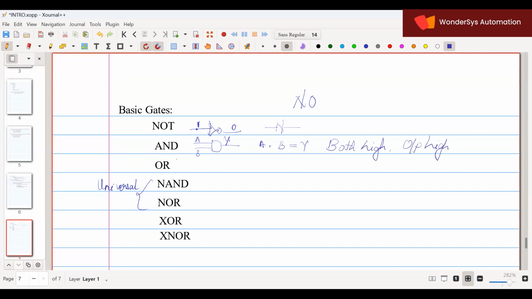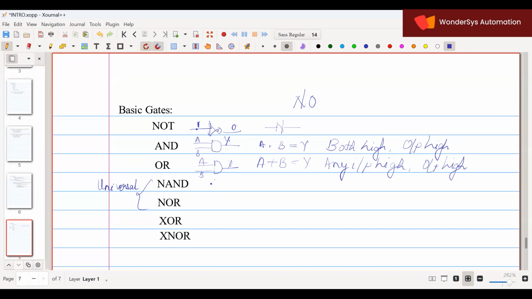Next, can anyone tell me about the OR gate? If any input, A or B, is high, then we will get high. So it will be an addition operation. This is a multiplication operation. If any one input is high, the output will be high. Okay. Next, what about the NAND gate?